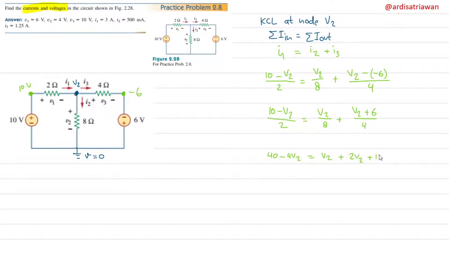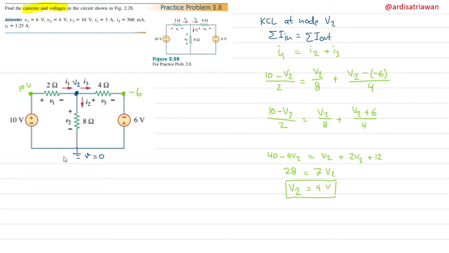plus 12. Okay, we can move all the constants to the left hand side and all with V2 to the right hand side. So 40 minus 12 is 28, right? I'll have 28 on the left hand side. And then V2 plus 2V2 is 3V2, 3V2 plus 4V2 will be 7V2. So from here, V2 is equal to 4 volt, which is great. Why? Because we can find out the other voltages from here.